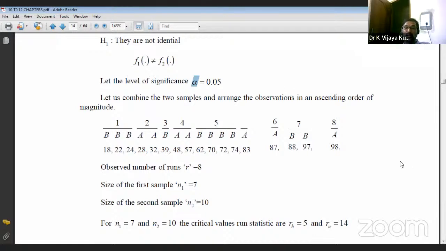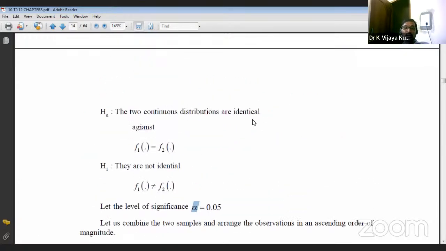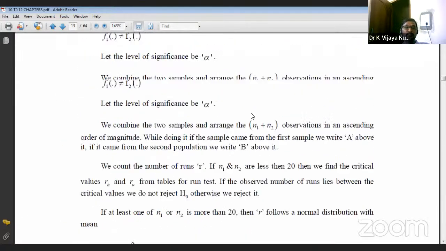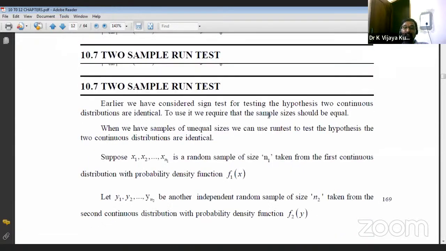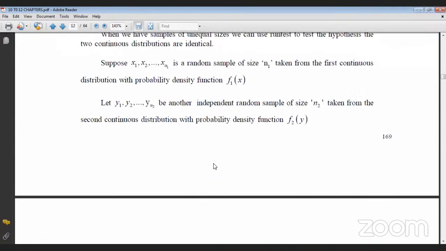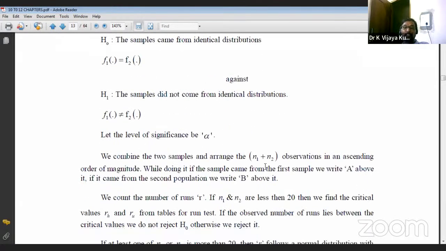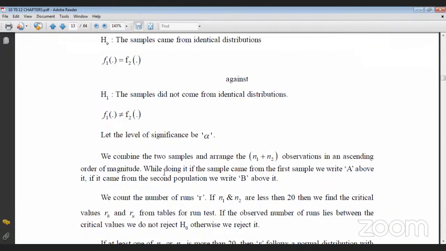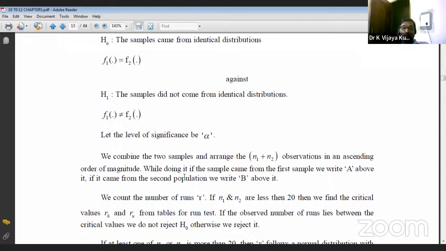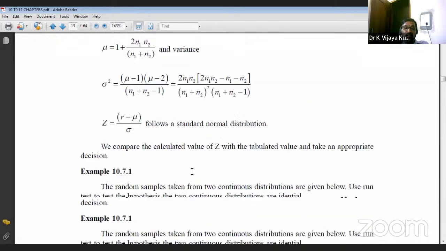అసెండింగ్ ఆర్డర్ రాసుకున్నానండి నెంబర్లో నేను. అవును సార్, అసెండింగ్ ఆర్డర్ అని ఇచ్చాడు. N1, N2 శాంపిల్ తీసుకున్నాము. We combine two samples, n1 plus n2. Observations in ascending order of magnitude. While doing it, if the sample came from the first sample, we write A above it. If it came from the second population, write B above it.